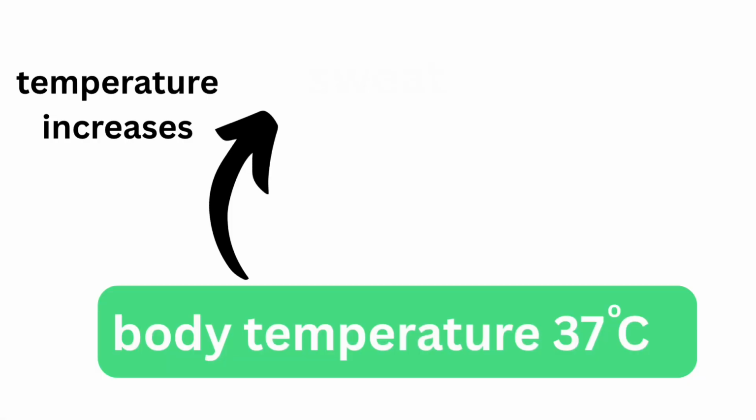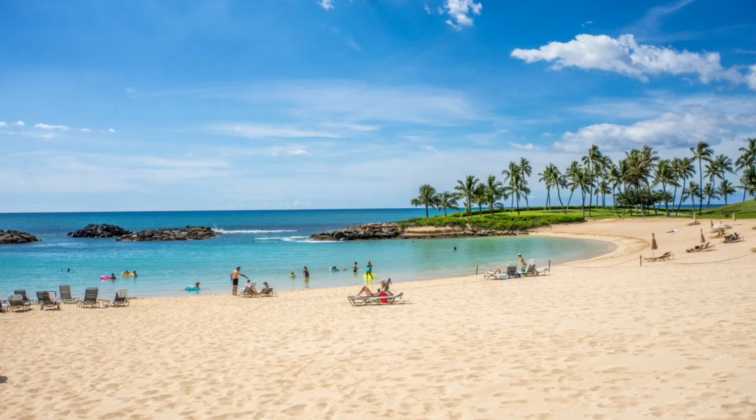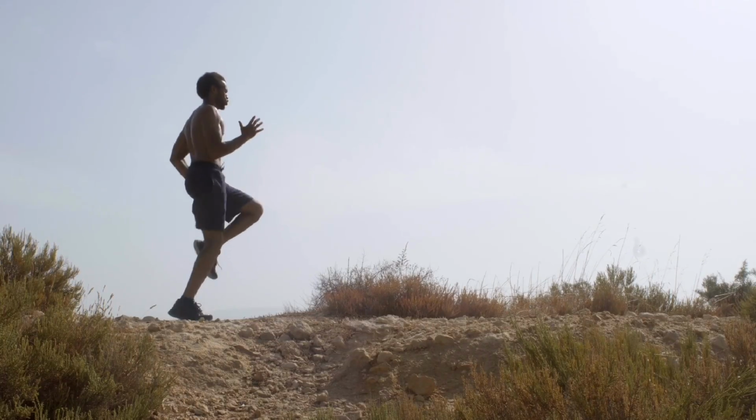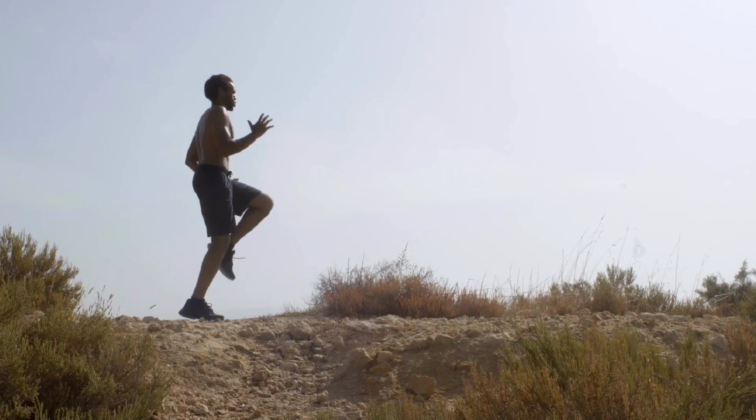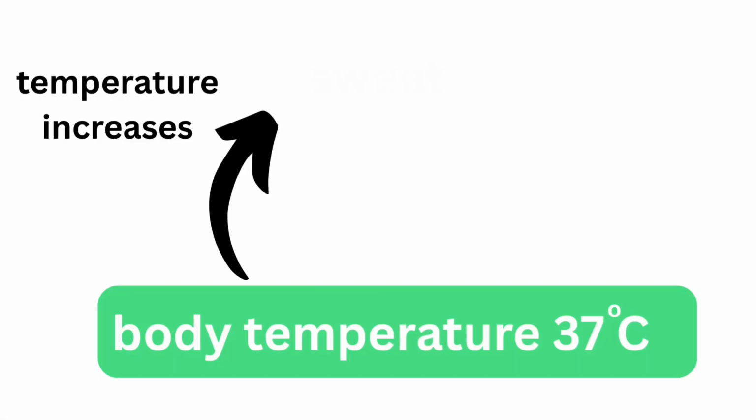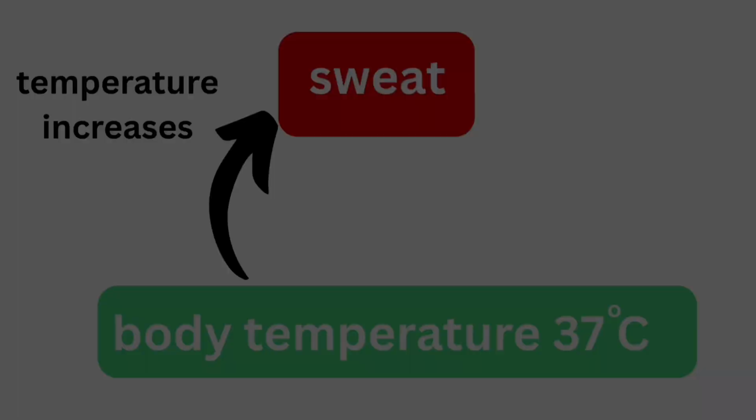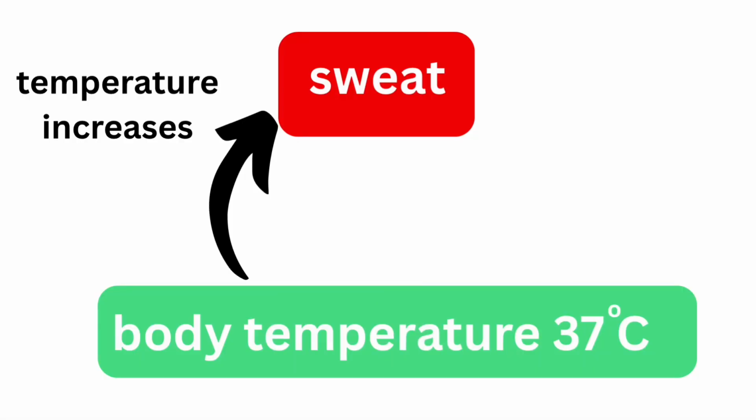Sometimes our body temperature increases above 37 degrees C. This could be because you're in a very hot environment, or because you're exercising and generating lots of heat energy. Your body needs to respond to the temperature increase, and your body responds by sweating. So, in response to the temperature increase, we produce sweat.